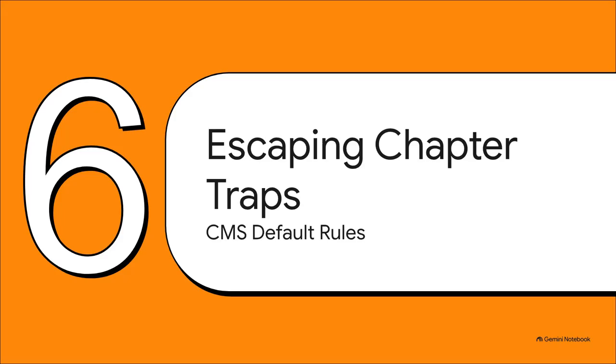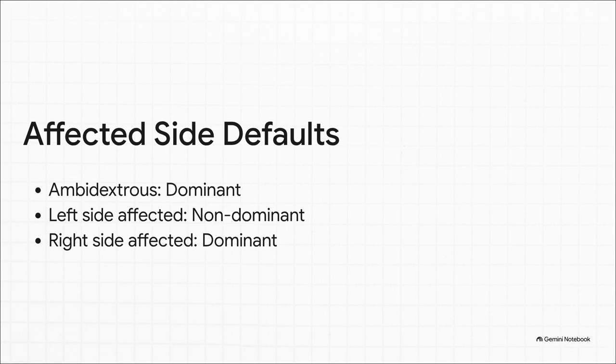Section 6. Escaping Chapter 9 Traps. Let's go through some rapid-fire CMS default rules to ensure your accuracy is absolute, especially when physician documentation is less than perfect, which, let's be honest, happens a lot. When coding hemiplegia, hemiparesis, or monoplegia, like codes from categories G81 and G83, you have to know if the affected side is dominant or non-dominant. But what if the record is completely silent on dominance? The rules step in here.